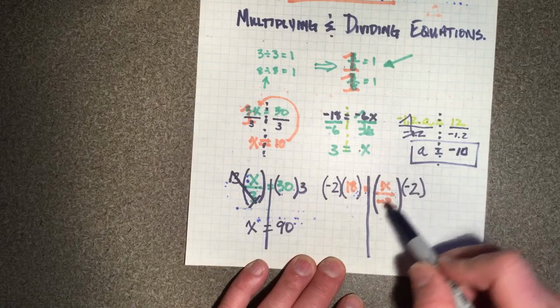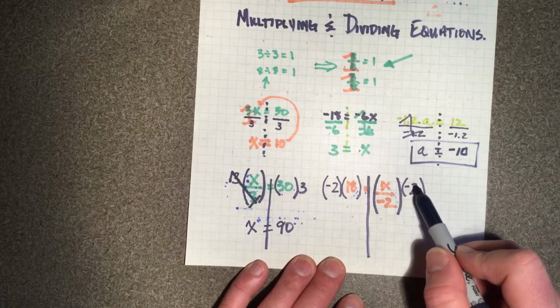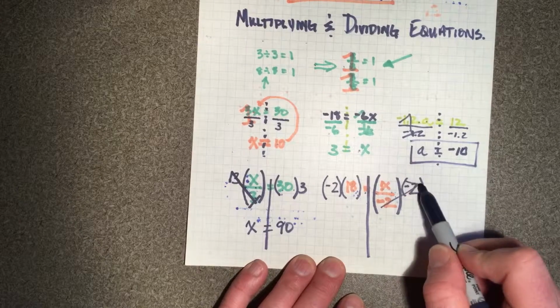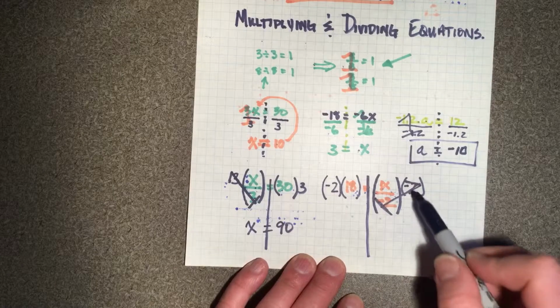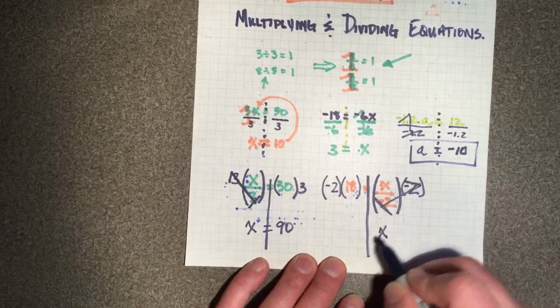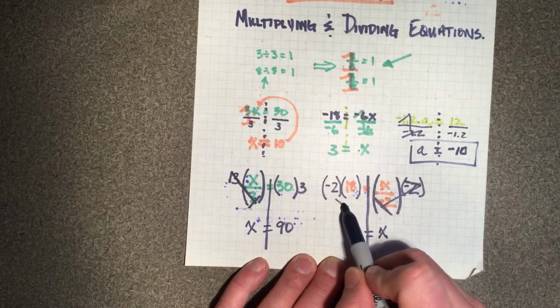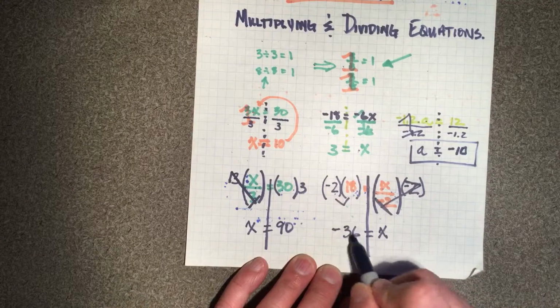Okay, now on the right side, this is negative 2 over negative 2. This is on the top, this is on the bottom, so that's a great big division problem. So negative 2 divided by negative 2 is a 1. That's sort of a sideways 1 there. And 1 times x is x. And over here, the signs are different, so my answer is negative, and 2 times 18 is 36.